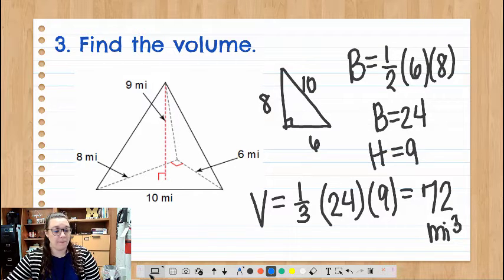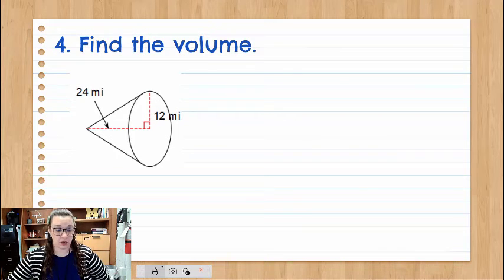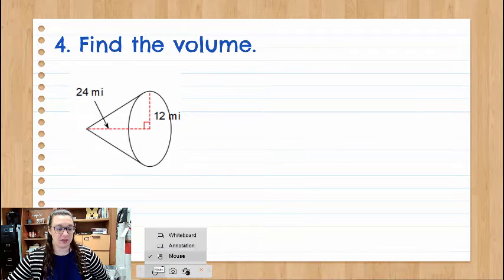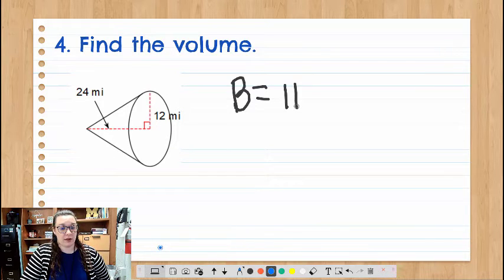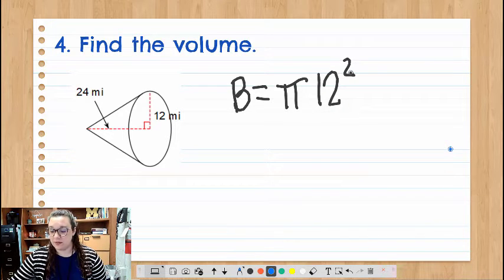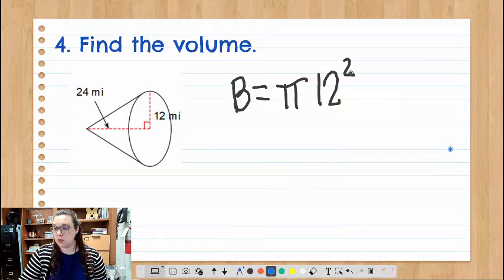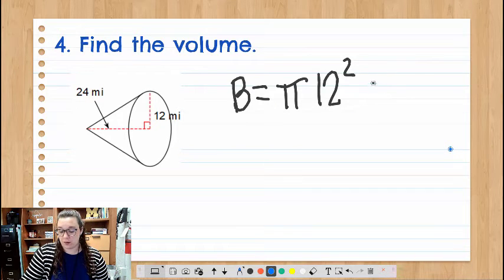Number 4 coming up. Number 4, this one is a cone. It's laying down, but I can still tell that it's a cone. We need the area of its base, and the base is a circle. So area of the base is pi r squared. In this case, pi times 12 squared. Let's see what that is approximately. 452.4.